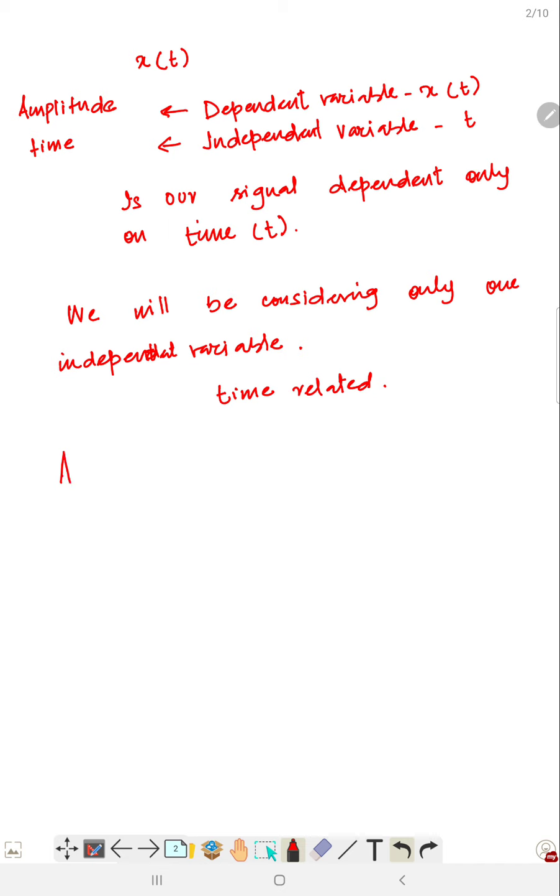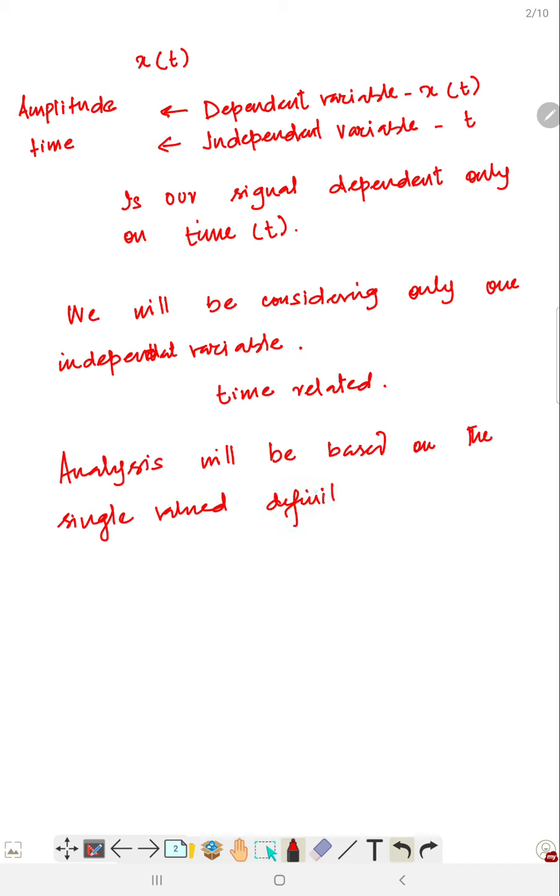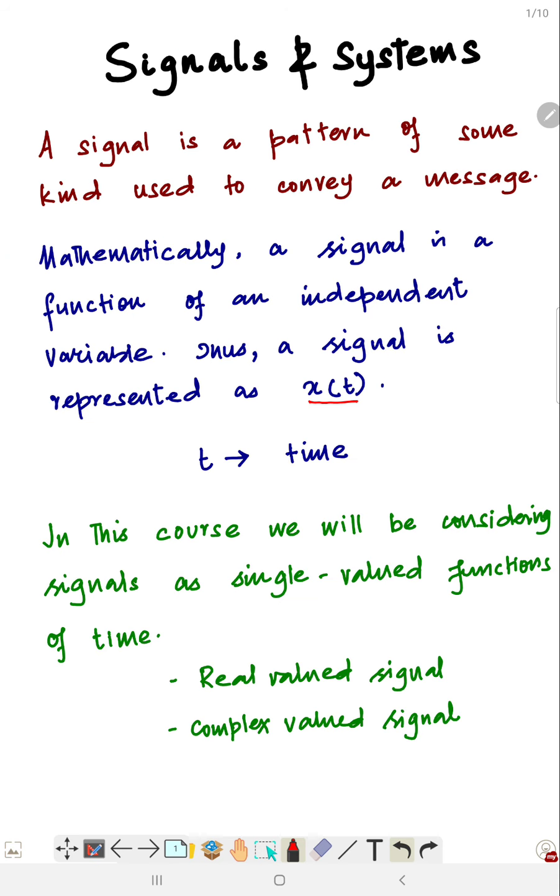So whatever analysis we do in this course will be based on the single valued definition of our signal. That is to say, we'll be considering signals as single valued functions of time. Right? More specifically, it will be the variation of amplitude with respect to time.